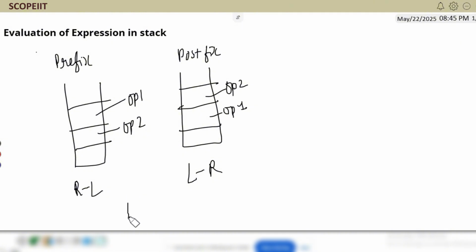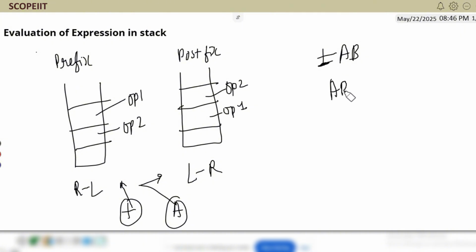In the expression, if the first is an operand, that means it is postfix. If the first is an operator, that means it is prefix, because we write prefix like this: plus A B. Similarly, if you write A B plus, this is postfix because the operator is at the last. Again, I'll repeat: prefix means the operator is first, postfix means the operator is last.